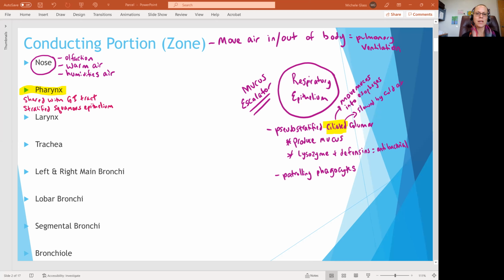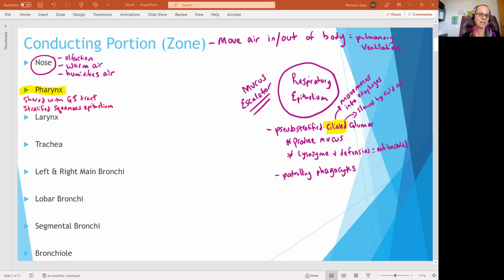We are still working on the conducting portion of the respiratory tract. We started last time really talking in detail about the respiratory epithelium, which we said was lining the tract with the exception of the pharynx, which is shared with the GI tract. We talked about the nose being important in both olfaction, warming the air, humidifying the air, and then we talked about the pharynx as being the back of the throat. So this is joined up with the respiratory tract and the mouth.